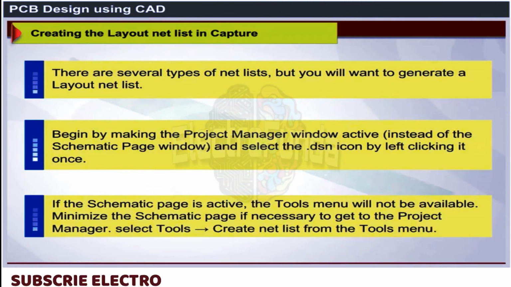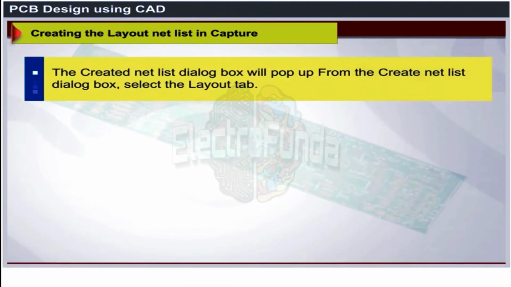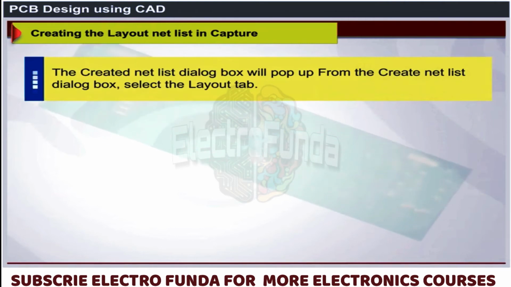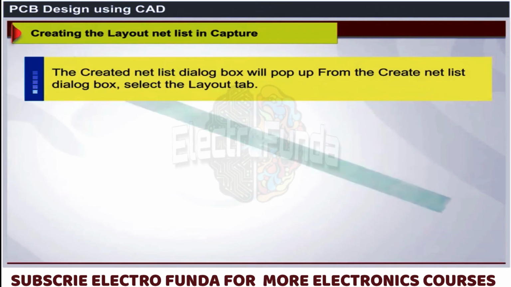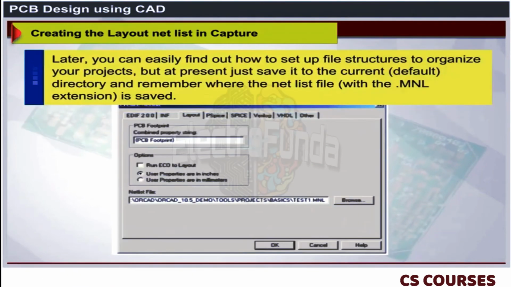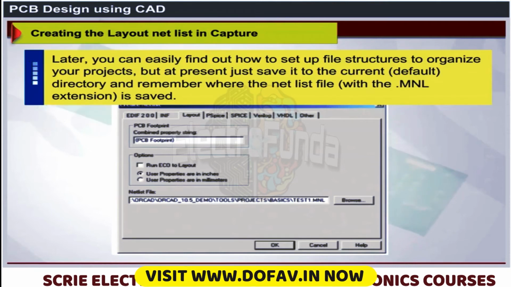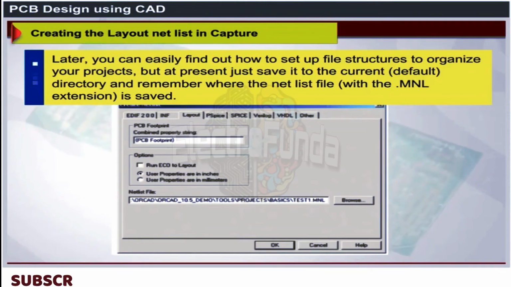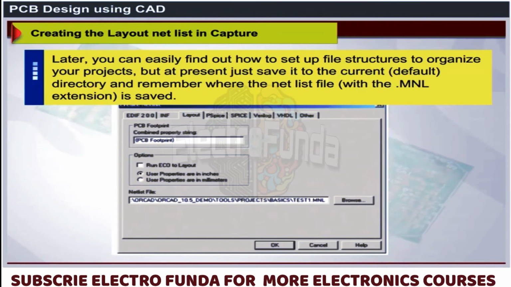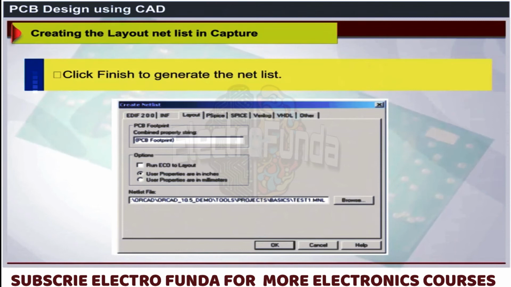Select Tools, Create Netlist from the Tools menu. The Create Netlist dialog box will pop up. From the Create Netlist dialog box, select the Layout tab. Later, you will see how to set up file structures to organize your projects. But for now, just save it to the current default directory and remember where the netlist file with the .mnl extension is saved. Click Finish to generate the netlist.